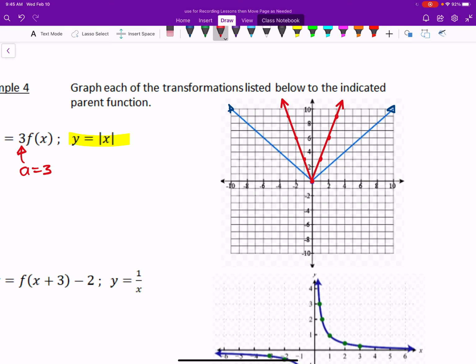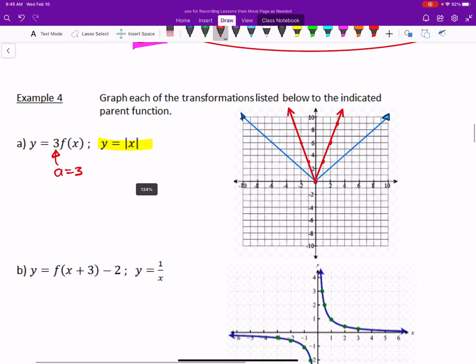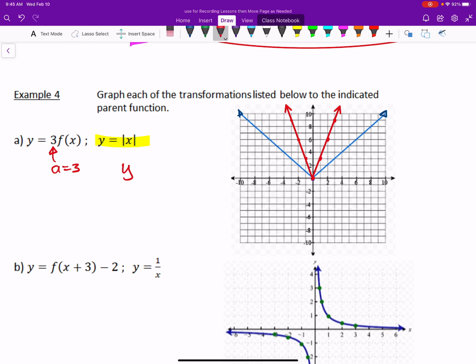a vertical stretch. And by the way, what 3f of x would be, if I was to rewrite it as an equation, I'd write it as 3 absolute value x. So again, the 3 is outside the absolute value sign. It's outside the function. That's what makes it a vertical stretch. If the 3 had been inside, it would have suddenly become a horizontal compression.